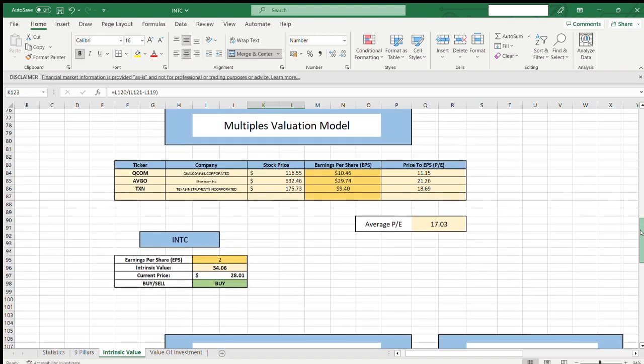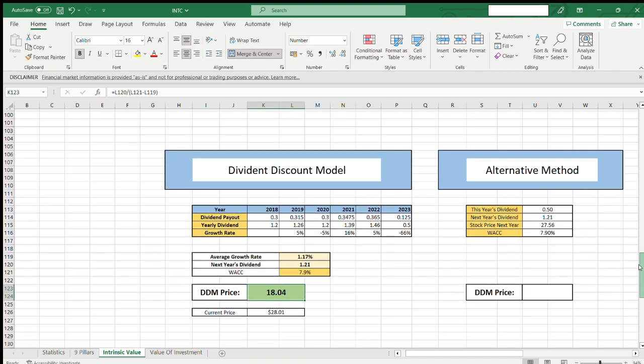Let's move to our final valuation, which is a dividend discount valuation. I plugged in the dividend payout over the last 5 years and calculated the average growth rate of 1.17%. I then used that to calculate the next year's dividend of 1.21.